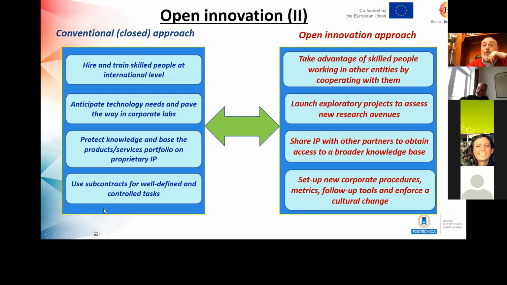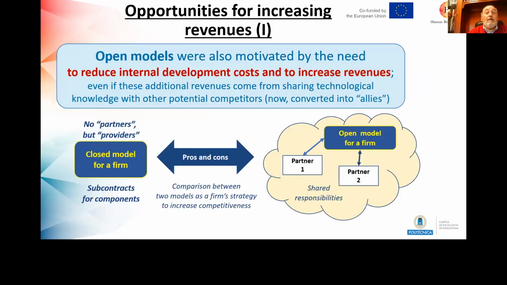Here I can launch exploratory projects with others. I need to share IP with other partners, which is a complexity for sure. It's easier to do that internally because I need to protect everything in my company and that's all. Here I need to co-share the property of things, and it introduces another complexity. We will see it tomorrow. And then, obviously, I need to set up new corporate procedures, metrics, follow-up, tools, etc., and maybe a cultural change to be able to work with others. This is the case. Today, we are moving from the closed model to an open model in many cases.